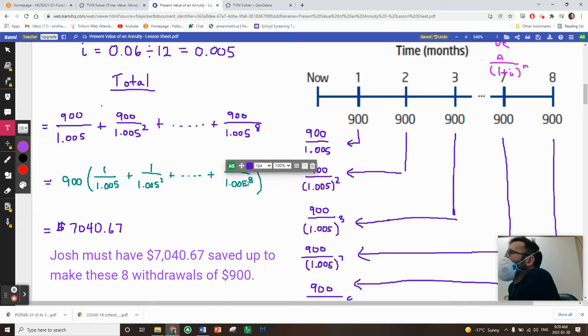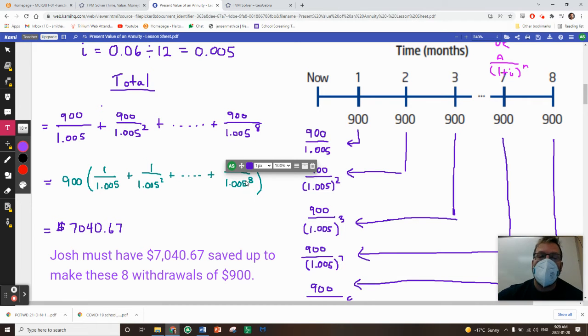Big idea is he withdraws 8 times 900. He withdraws 7,200, but he only had to invest about $7,000. So he made an extra $200 while he was living off that money. Yes. Okay.